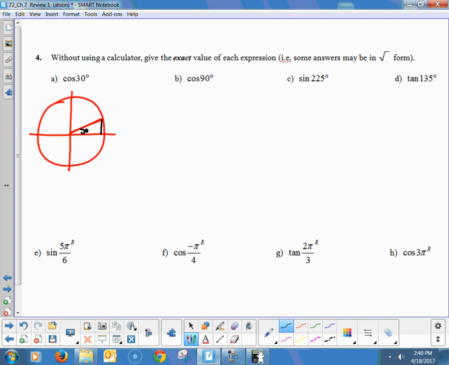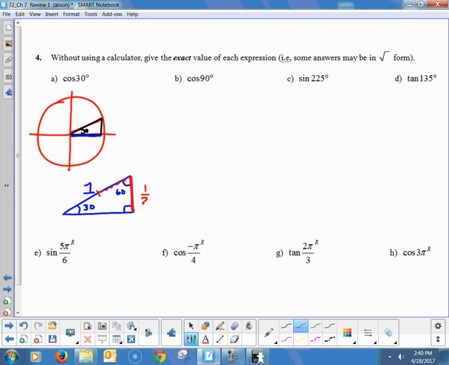So we have a special triangle. And let's see, what I know is that the cosine is the x value. And if I have a 30, 60, 90, like so, 30 and 60 and 90, and my hypotenuse is 1, remember that this short side looks like exactly half of the 1.